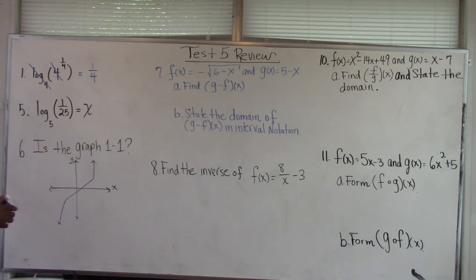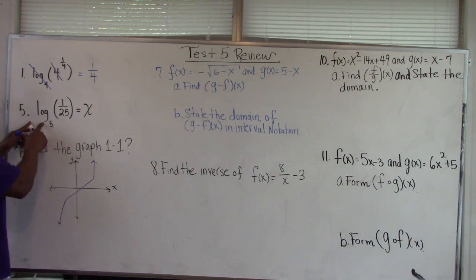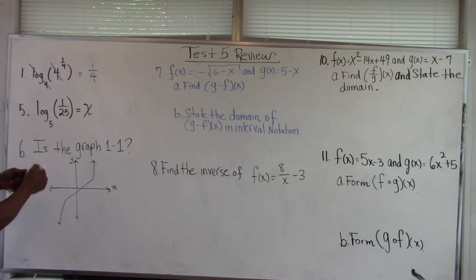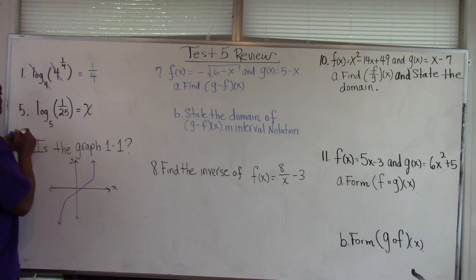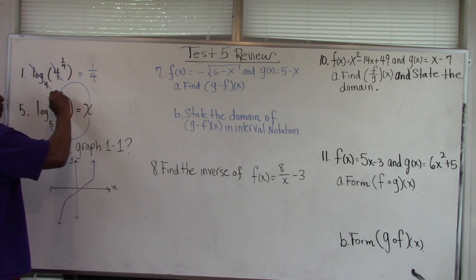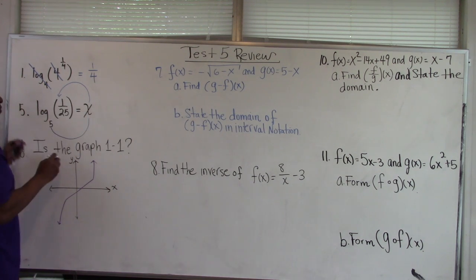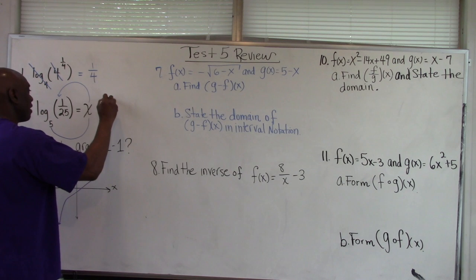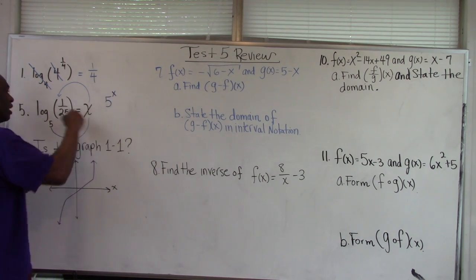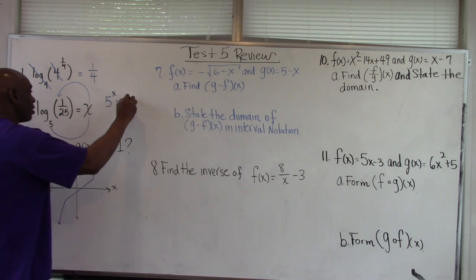That's done. Alright, here we have log base 5 of 1/25 equals x. And I would do the wheels on the bus in this case. So I would take it and start here with 5. 5 to the power of x equals 1/25. Wheels on the bus, go around. So we have 5 to the power of x equals 1/25.